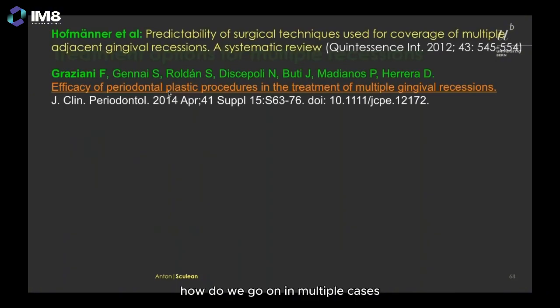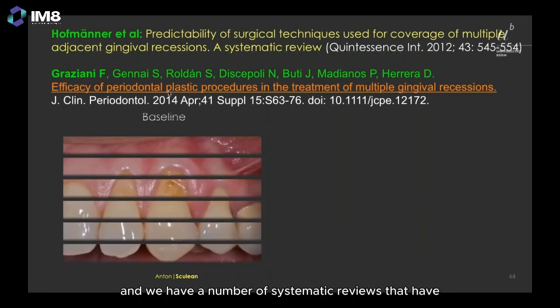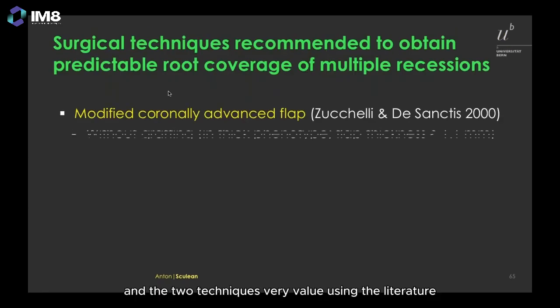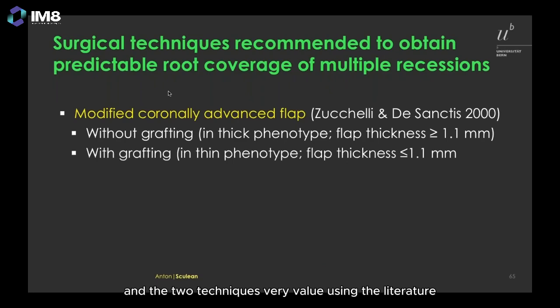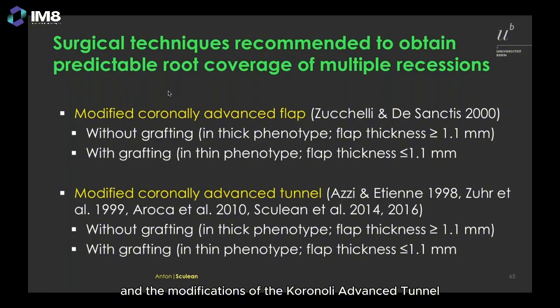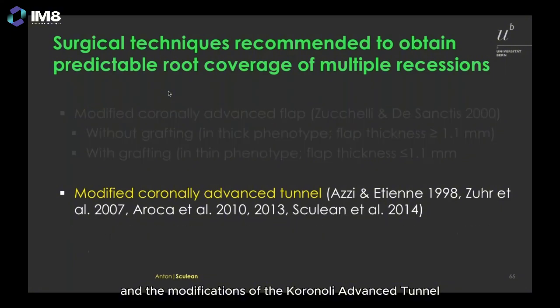How do we go on in multiple cases? We have a number of systematic reviews that have looked at the techniques that we can use. And the two techniques very widely used in the literature and very well documented are the technique described by Anton Sculean and his co-workers, and the modifications of the Coronally Advanced Tunnel.